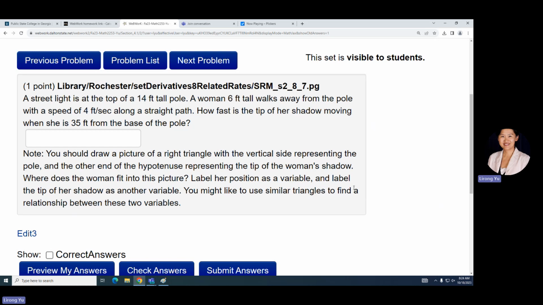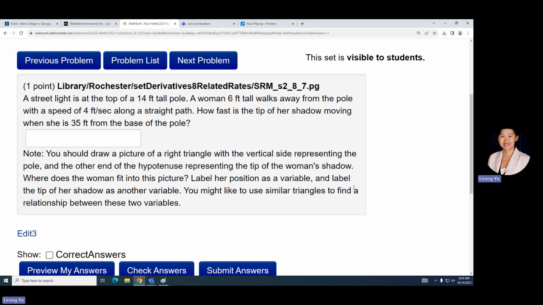Right, so the straight line is at the top of the 14-foot tall pole. A woman 6 feet tall walks away from the pole with a speed of 4 feet per second along a straight line path. So that's how fast the person walks. How fast is the tip of her shadow moving when she is 35 feet from the base of the pole? So that is basically the question.